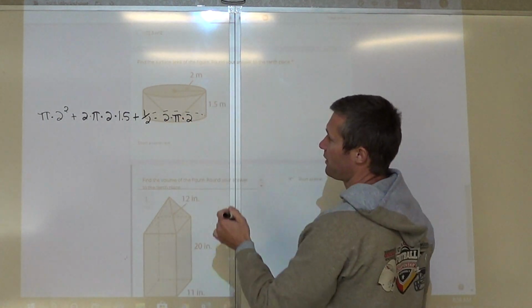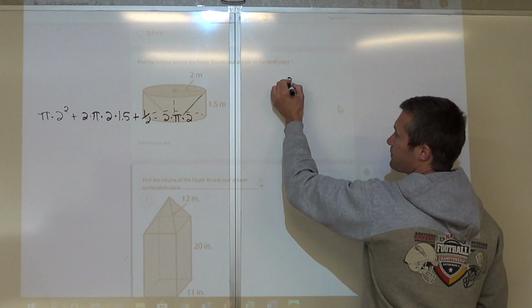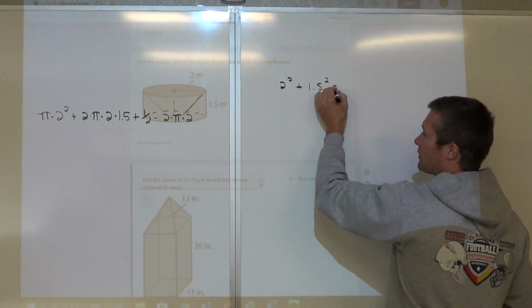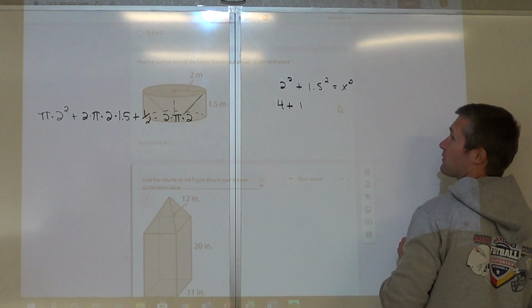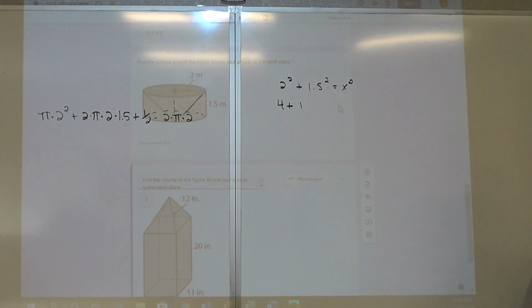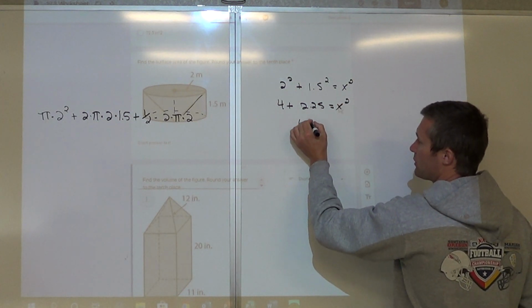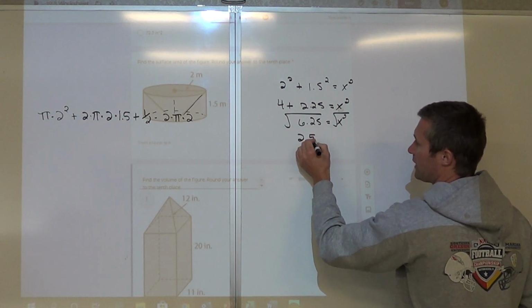Now what we need to do is find this slant height. We know this perpendicular height, so we go 2 squared plus, and we know this height right here is 1.5 squared equals x squared. So that would be 4 plus 1.5 squared, which is 2.25, which equals x squared, so that's 6.25 equals x squared, then take the square root of that. So this would be 2.5.